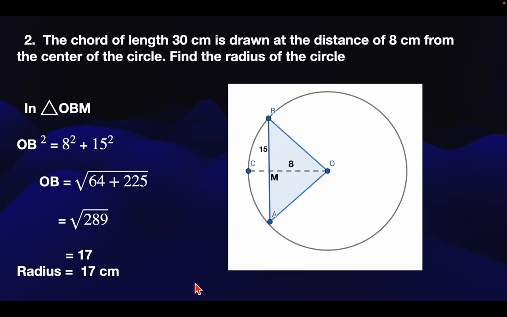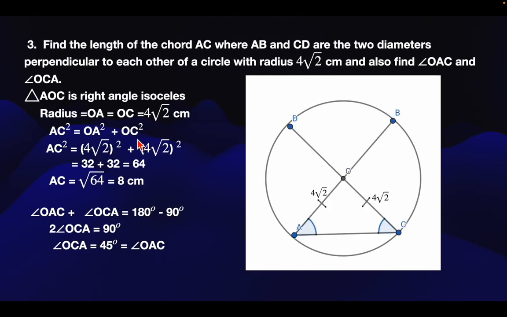So the radius is 17 centimeter. Okay. Question 3. Find the length of the chord AC where AB and CD are the two diameters perpendicular to each other of a circle with radius 4 root 2 centimeter, and also find angle OAC and OCA.